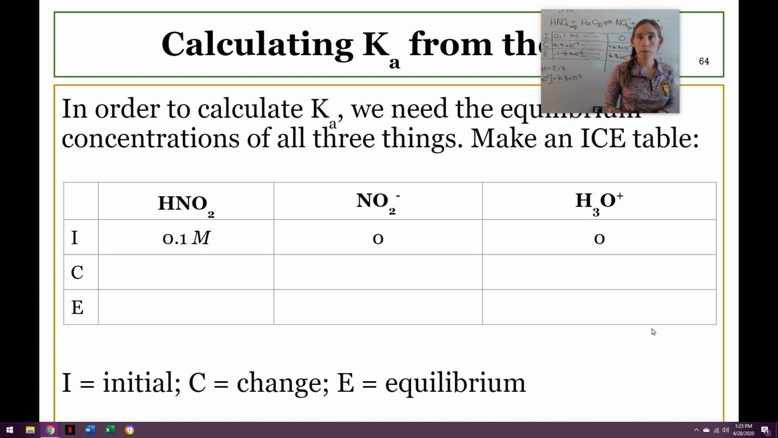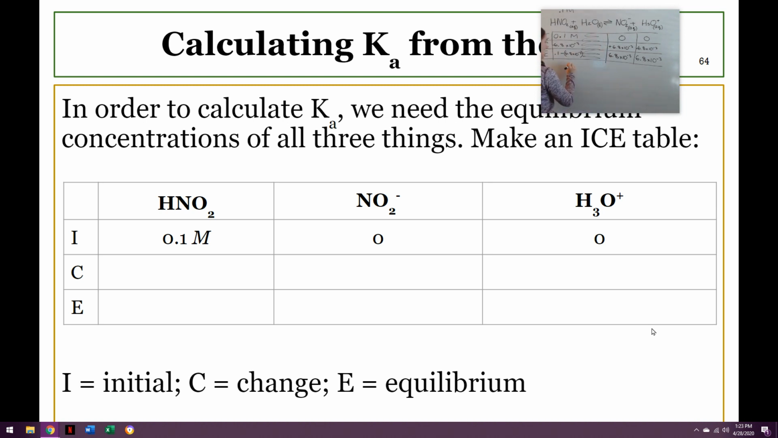Now we have our ICE table set up and we can put in our Ka values. If you remember our Ka equation, we're going to have NO2 minus times H3O plus divided by HNO2. So let's go ahead and write that out as well.